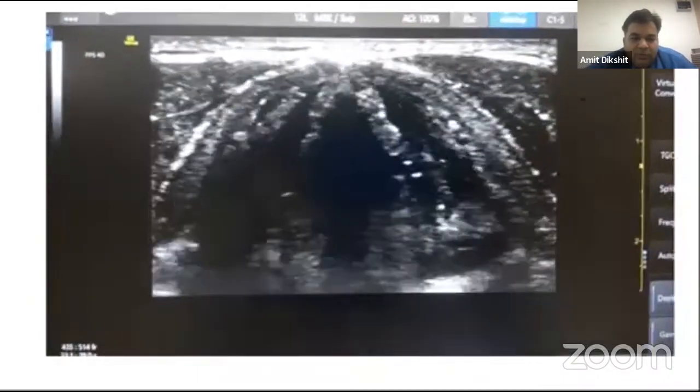Some of you may know Bailey's maneuver, where the ET tube is removed and we just place an LMA, and after placing the LMA, we can see the movement of vocal cords very well.